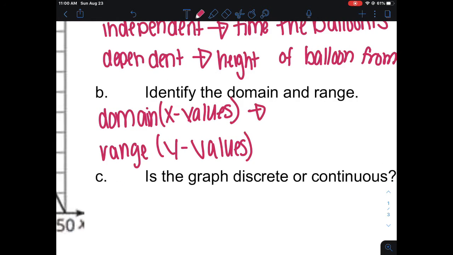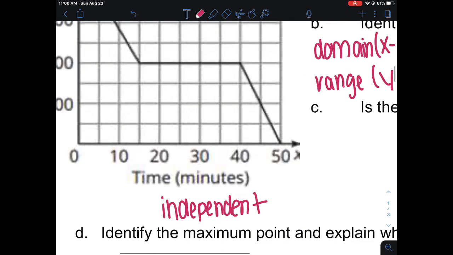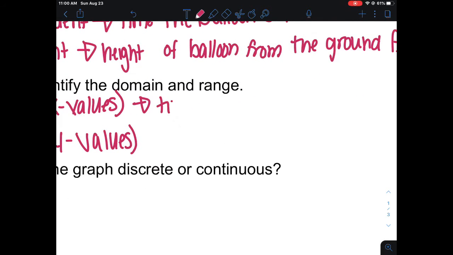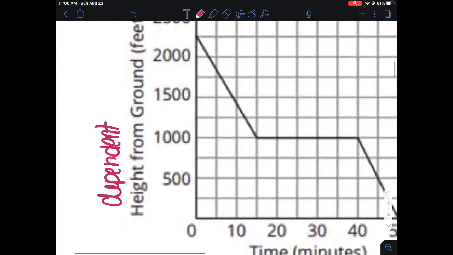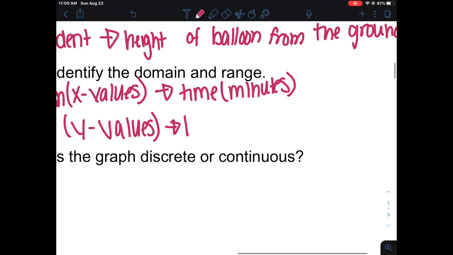Okay, so domain, x values. What are our x values talking about? Well, our x values are our time in minutes. And our range is our y values. What were our y values talking about? It was the height from the ground given in feet. So we're going to go height in feet.